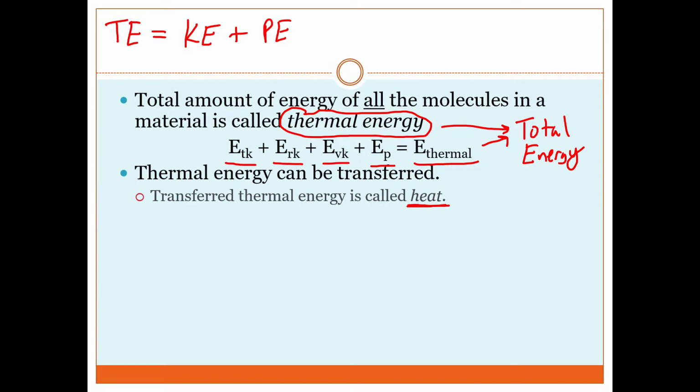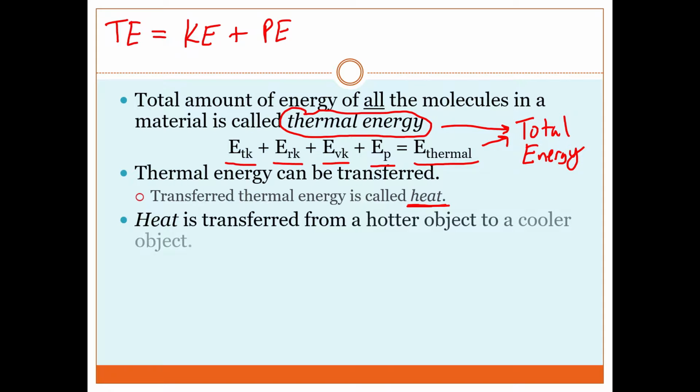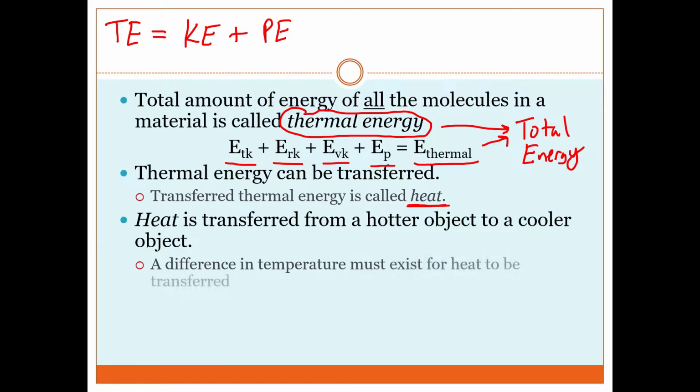Okay. So thermal energy is the total energy in the object, and if any of that thermal energy is transferred, that is called heat. Now, heat from observation has always been transferred from hot objects to cold objects, and in order for heat to be transferred, there needs to be a difference in temperature. So anytime there's a difference in temperature, heat will transfer from the hot object to the cool object.